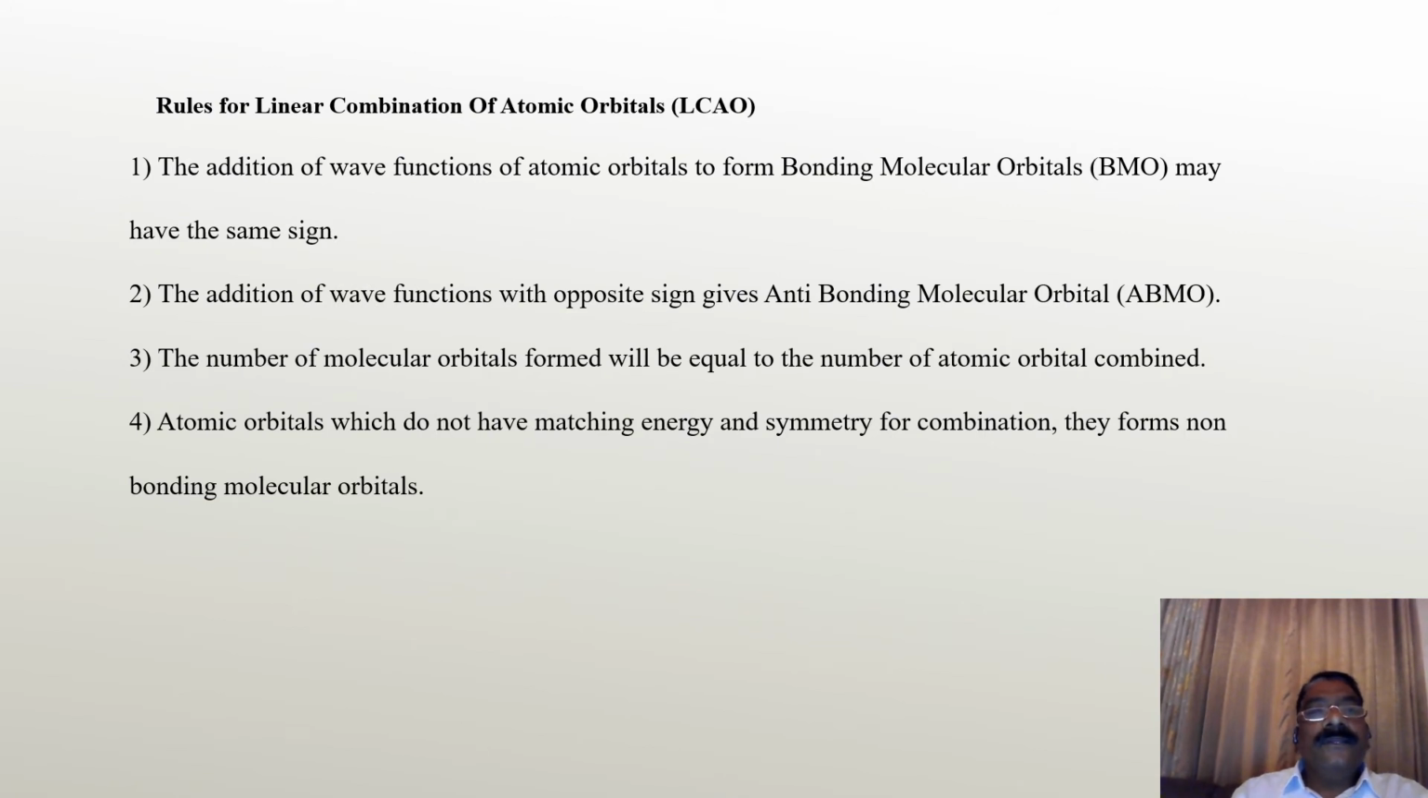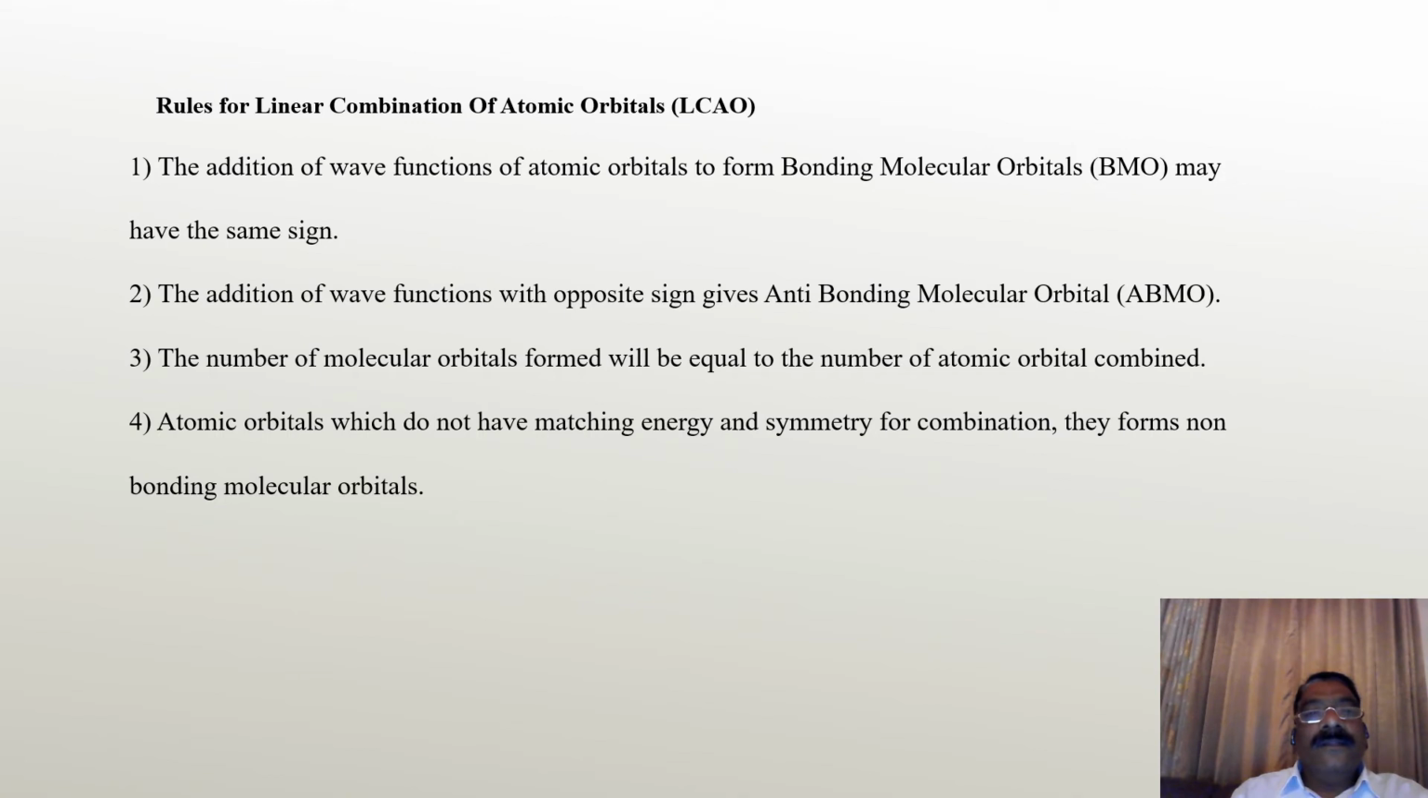Rules for linear combination of atomic orbitals, LCAO. First, the addition of wave functions of atomic orbitals with the same sign forms the bonding molecular orbital. Second, the addition of wave functions with opposite sign gives the antibonding molecular orbital.